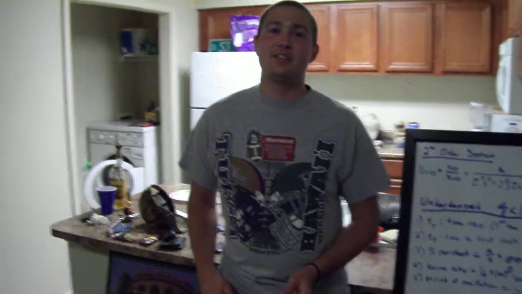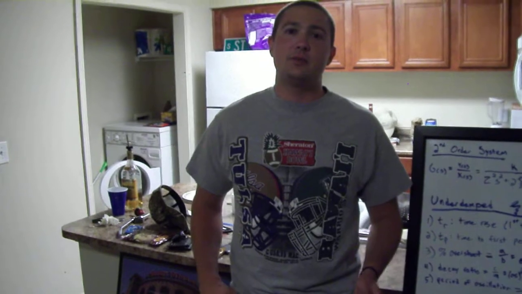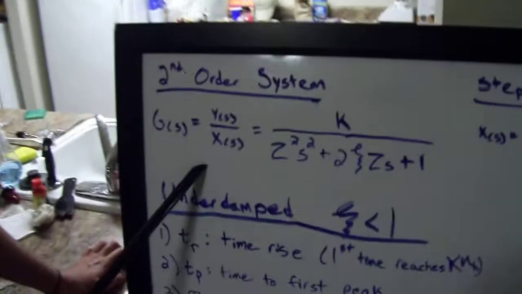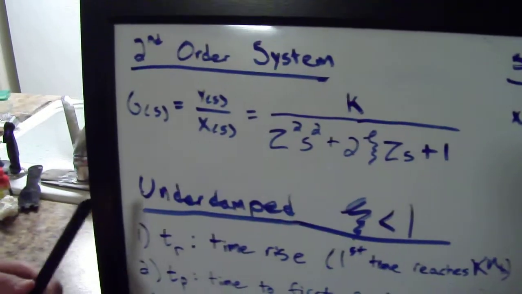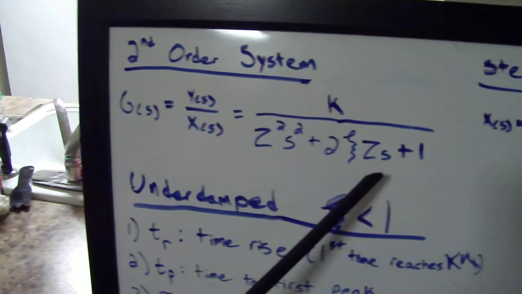Hi, my name is Ryan Fesler, and today I'll be explaining to you what happens to an underdamped second-order system when it's introduced to a step change of magnitude m. We'll look right here. The second-order system has a transfer function of Y over X, which is the output over the input. Right here you can see the equation.